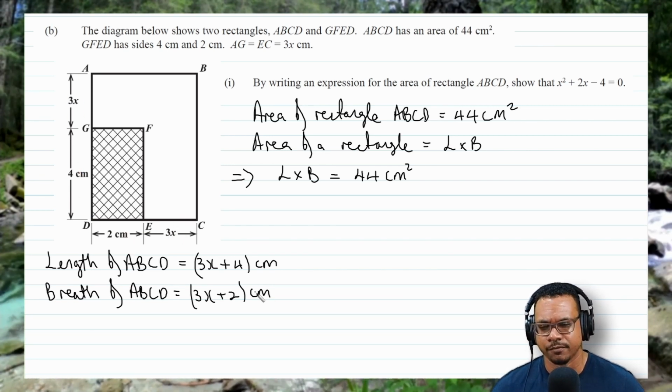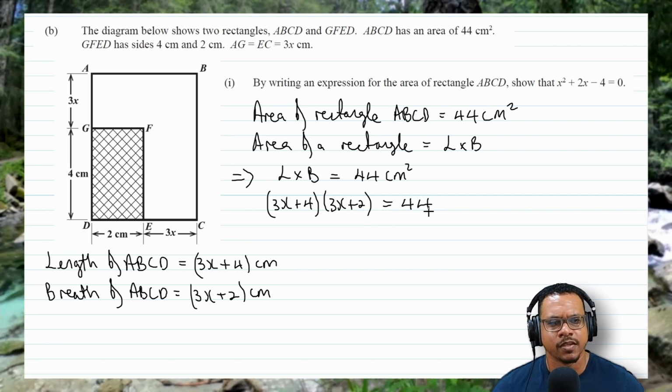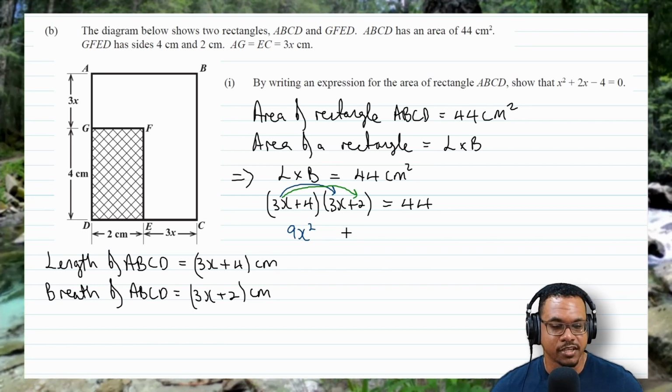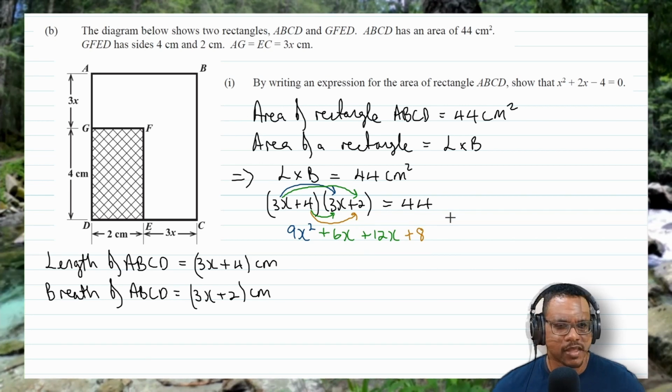Length, width, or breadth. All right, so what we have is the length is 3x plus 4 multiplied by the width or breadth, which is 3x plus 2, which will be equal to 44. So now we'll have to expand this binomial. So we have 3x by 3x is 9x squared. Then we have 3x by positive 2, which is positive 6x. Then we have positive 4 by positive 3x, which is positive 12x. And then we have positive 4 by positive 2, which is positive 8. And that will be equal to 44.